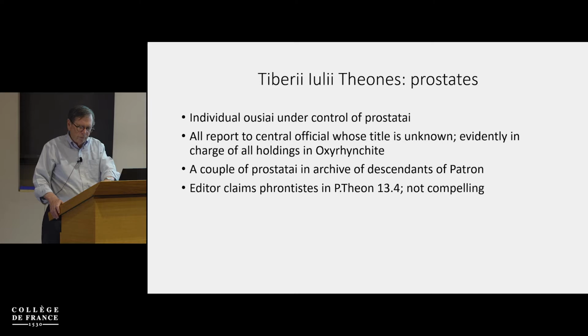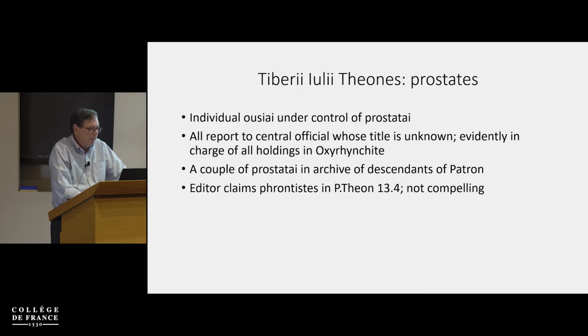In the archive of the Tiberii Iulii Theones, which dates to the years 156 to 161, we encounter an estate structured into usiai, each of which appears to be run by a prostates. The editor also read the first 4 letters, all dotted, of frontistes in one of the Theon papyri, but neither on the printed plate nor on a digital image does this seem compelling to me.